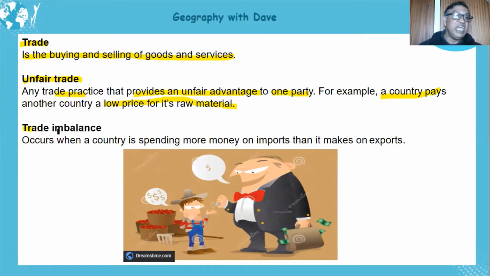Then we have a term, trade imbalance. It's when a country is spending more money on imports than exports. What are imports? When we buy goods from other countries. Exports, when we sell goods to other countries. So if we buy more from other countries and sell less, more money is going out and less money is coming in. It's a trade imbalance, a negative trade imbalance. You understand? It's negative. It's not good for the country. Okay, so let's get back to the other slide.